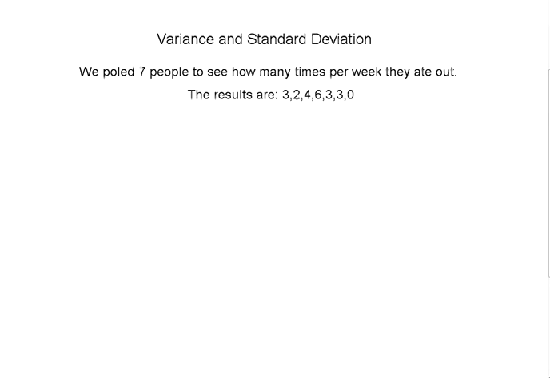Here we are going to take a look at how to calculate variance and standard deviation of a very simple sample set. In this example, we polled 7 people to see how many times per week they ate out. The results are 3, 2, 4, 6, 3, 3, 0. We can calculate, among other things, the variance and standard deviation of this set using 2 fairly simple formulas.